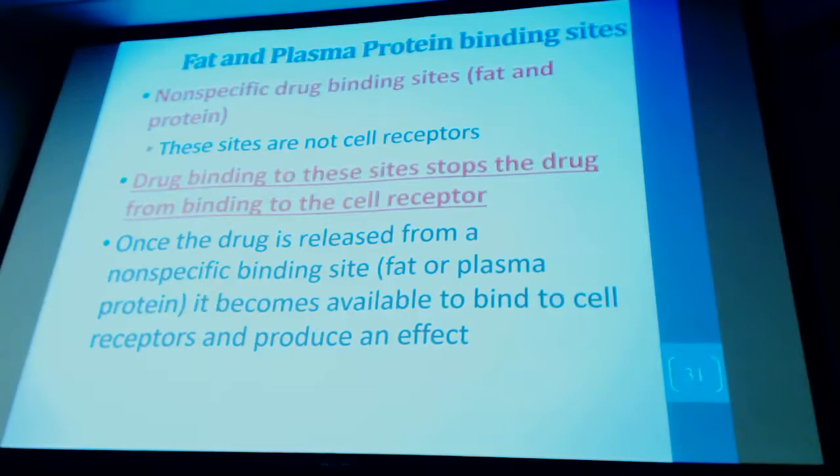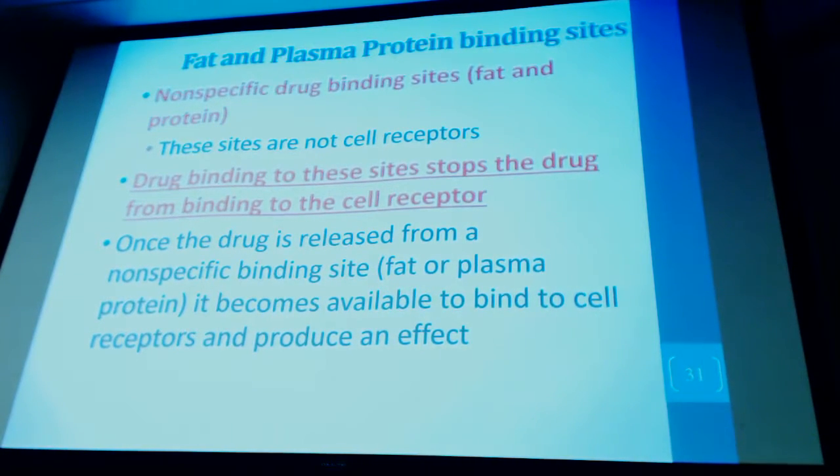Okay, now we all have plasma protein. We all have adipose tissue. These are called non-specific binding sites. When we first put that chemical in our body, these non-specific binding sites are like magnets, and they hold on to that chemical. Then they slowly release that chemical. It is only when the chemical is released into the bloodstream that it can be active.